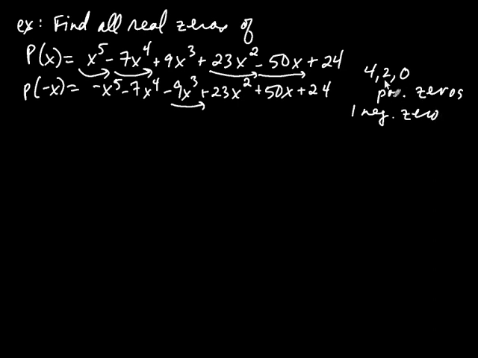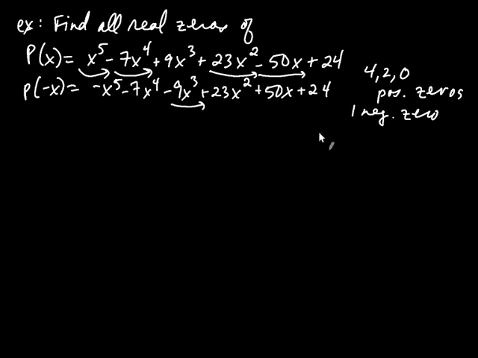Okay, so we either have 0, 2, or 4 positive zeros and 1 negative zero. Now we're also going to be considering the rational zeros theorem. What you do is you take the original polynomial and look at the divisors of the constant term, which is 24, and you divide it by the divisors of the leading coefficient.